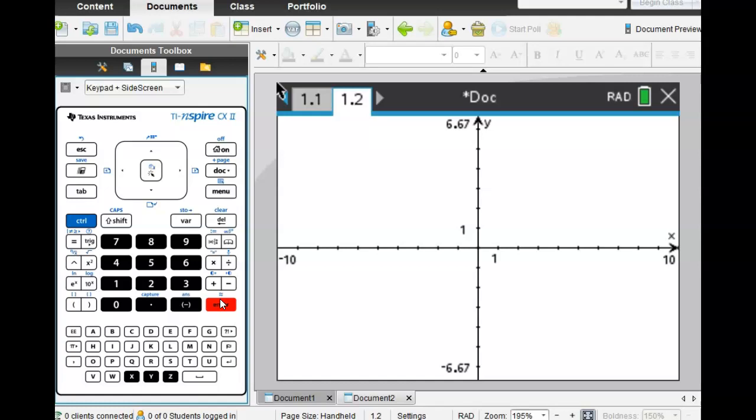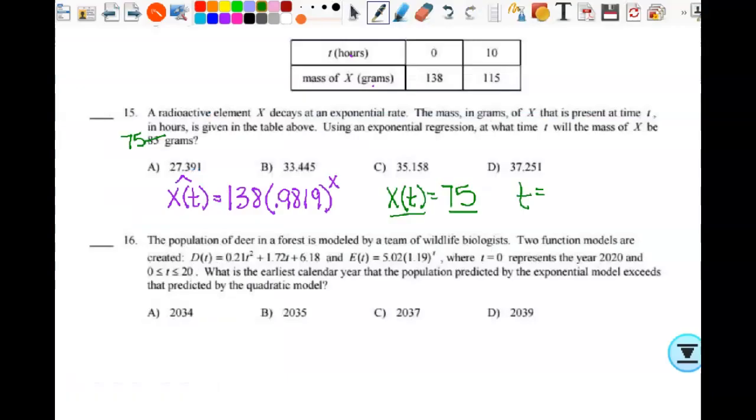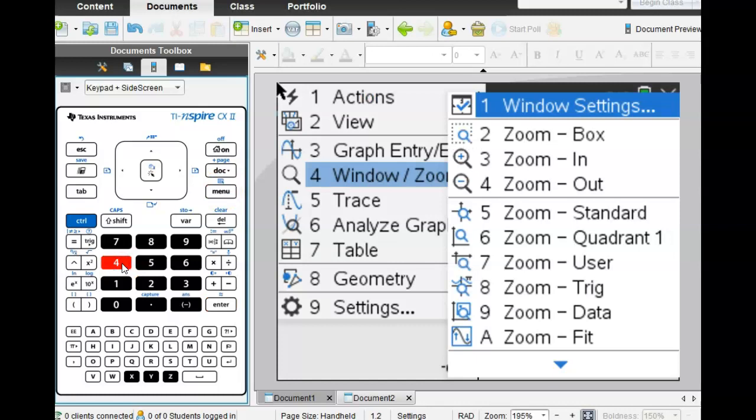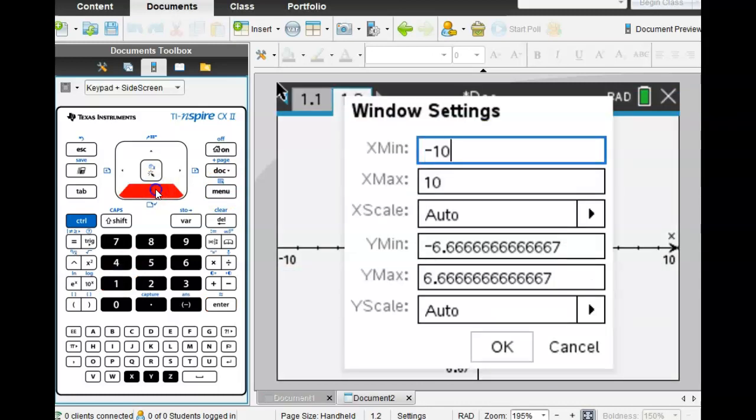So let's think about what we have. Right now, if you look at your data, it's going from 0 to 10, and your mass is at 138, and it's going down. So maybe if we did 150 for our Y, and maybe tried 20 for our X, let's see what happens here. So menu 4, Windows settings, do our X max at, I already forgot what I said, 20, and then 150 here. Let's see what we got.